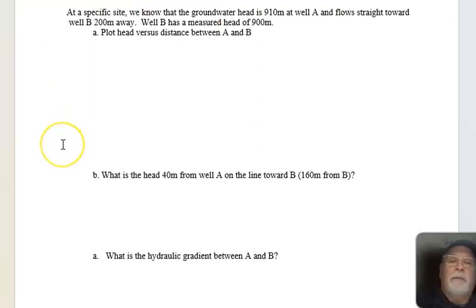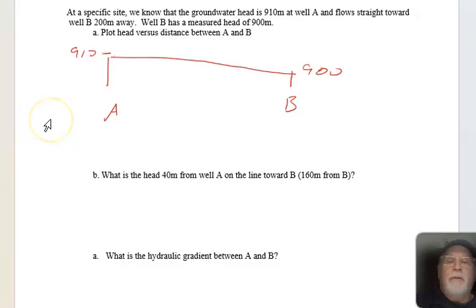At a specific site, we know that the groundwater head is 910 meters at well A and flows toward well B 200 meters away. So at A it's at 910, and at B it's at 900. The slope for the water table looks like that. What is the head 40 meters from well A on the line toward B, which would be 160 meters from B? So right in here, this is 40 meters and 160 there.